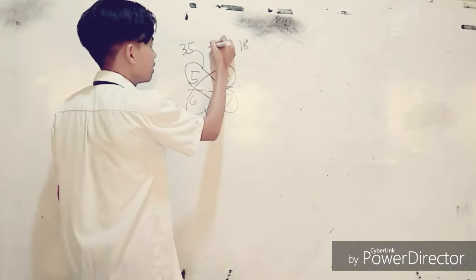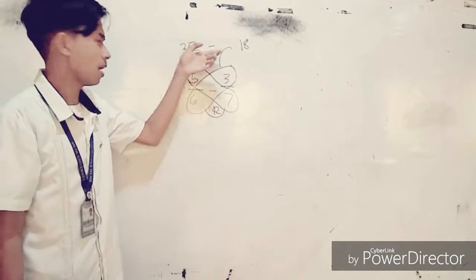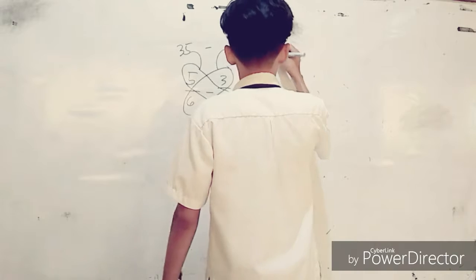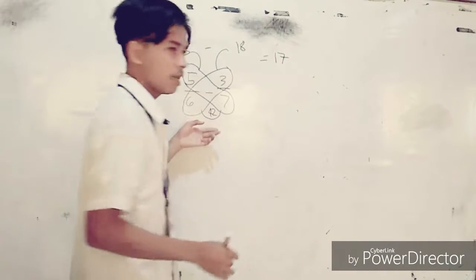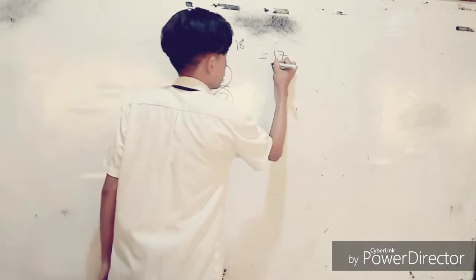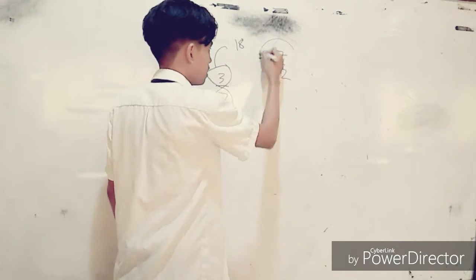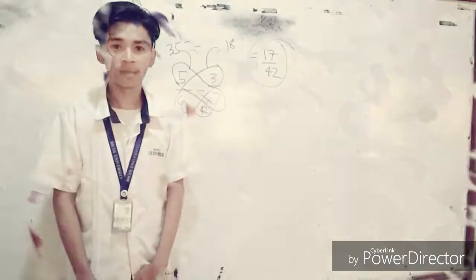So we will subtract these two numbers. So 35 minus 18 is equal to 17. And copy this number over 42. So this is the final answer.